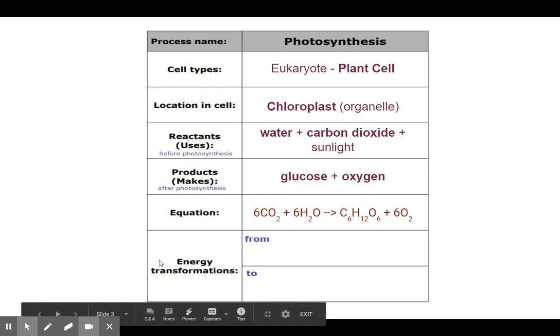Okay. Energy transformation. What does it start as? It starts as radiant energy from the sun, and that's a motion energy, so that's kinetic. And then once photosynthesis is done, it is transformed into a chemical energy, a stored energy in the glucose. And a stored energy is potential. It's just waiting to be used.